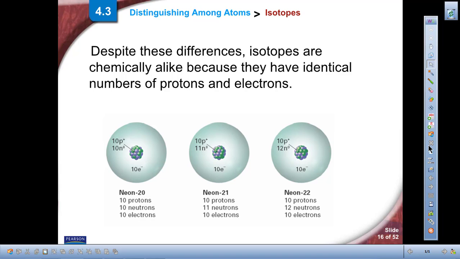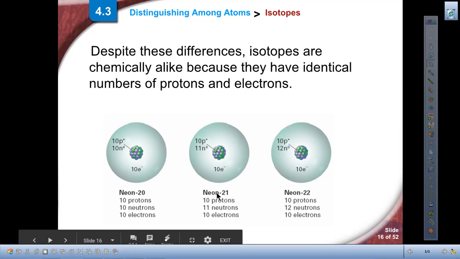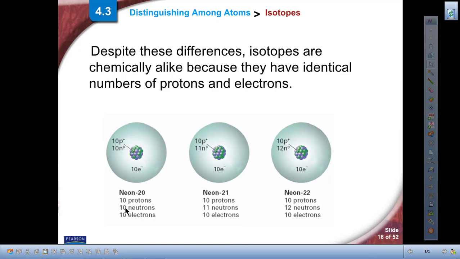And here's a visual representation of some neon isotopes. And again, chemically they're going to behave alike because what's inside doesn't really react. So here I have neon 20, 21, and 22, where that's the mass number. The protons are the same for each because they're all neon. The electrons are the same because that matches my protons. And I subtract the mass number minus the atomic number, and that gives me the number of neutrons.